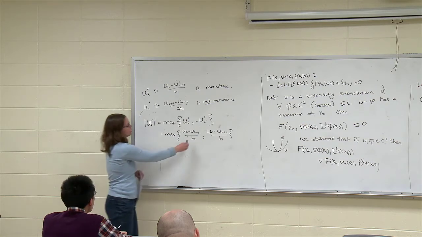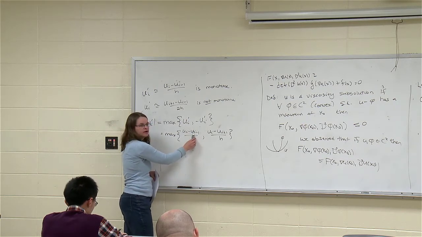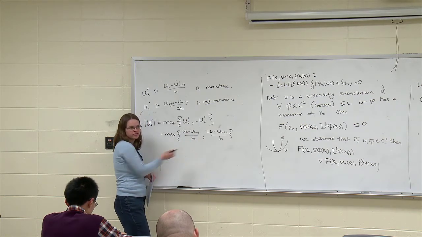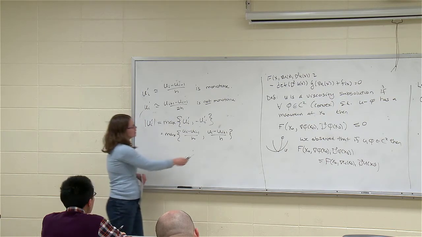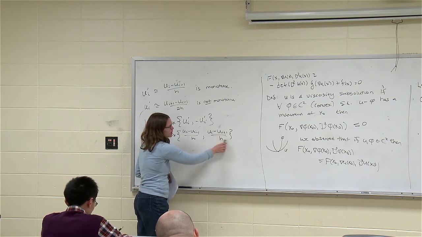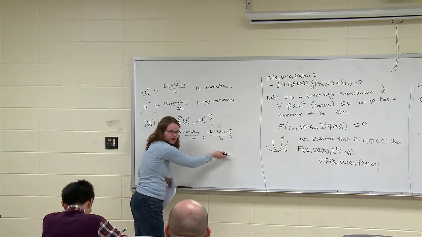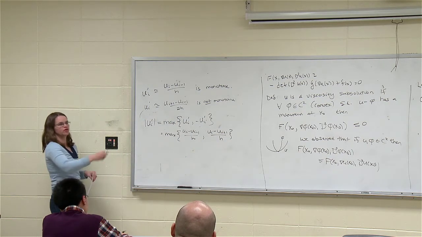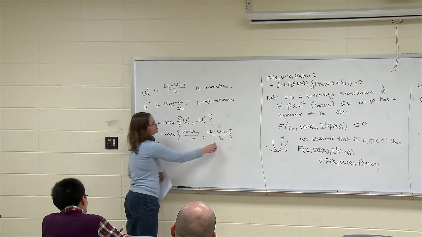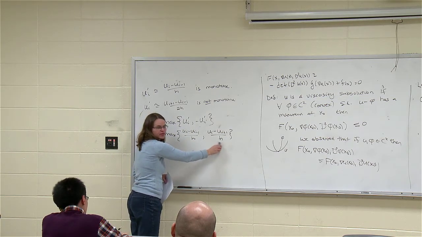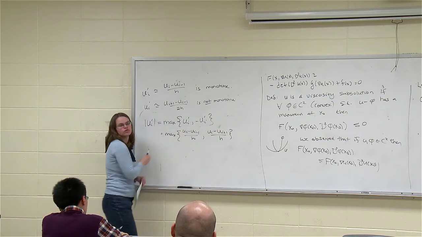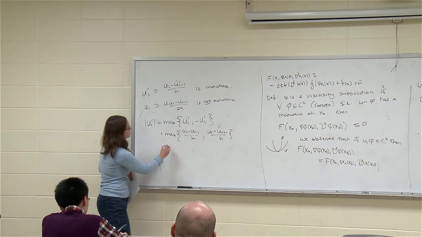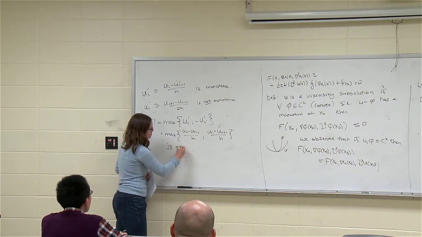And now what happens? Anytime I increase the value of this neighbor, ui plus 1, the operator goes down or stays the same. So anytime I increase the value of any of the neighbors, each of these terms either goes down or stays the same, and that means the maximum itself either goes down or stays the same. So this is monotone.